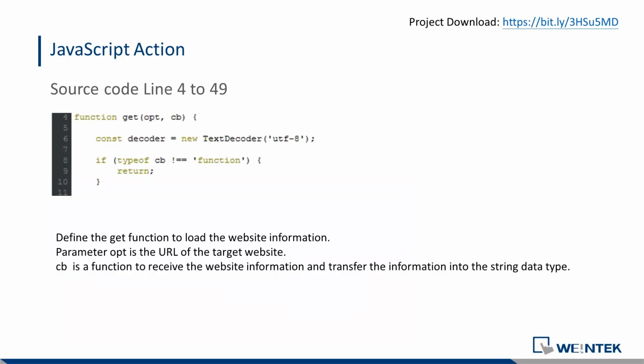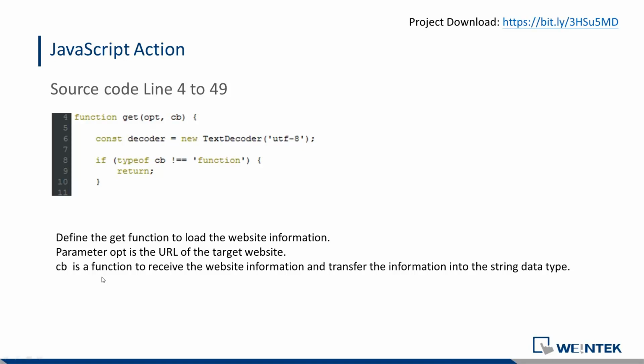All right, so I'm going to give a quick explanation about our code here. We're going to define a get function here, right? There are 2 parameters of this get function. The first one is OPT. It is where we enter the URL, pass the URL link of our target website. So the get function will know which website I need to get the information from.